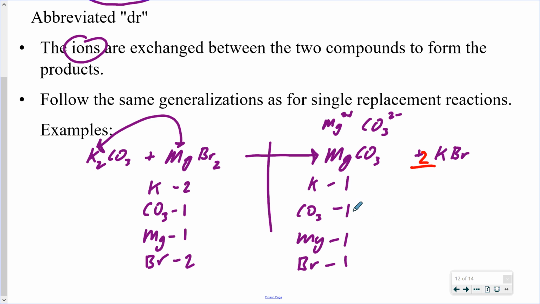Put a 2 in front. That means we have a 2 here. Oh, we also have a 2 here. And now it's all good. It is balanced just by doing that.